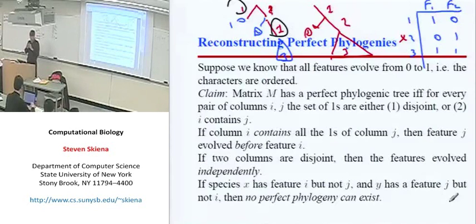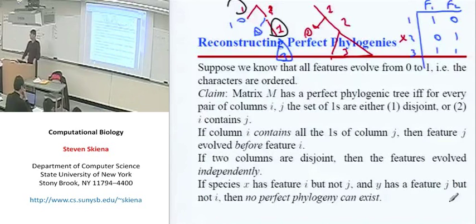And the claim would be that by just comparing all pairs of columns, you could figure out whether this property holds. If the property holds, there is a perfect phylogeny, okay? And the claim is we could probably figure out the tree this way, right? That's kind of what you're saying, although I think it's a little hand-wavy. Does anybody have a clean idea how you would build a tree like this?